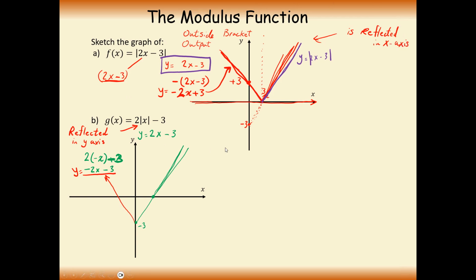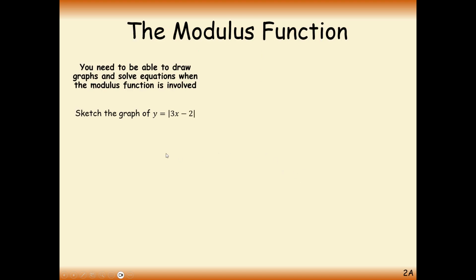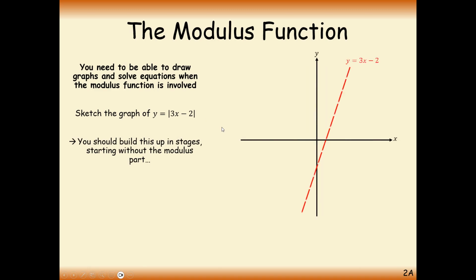Okay, so let's look at other examples. We've been asked to sketch the graph of the modulus of 3x minus 2. The modulus sign is outside of the function, so the graph will be reflected in the x-axis. We would first plot the graph of y equals 3x minus 2, and notice that the y-intercept is minus 2 and the x-intercept is 2 over 3.